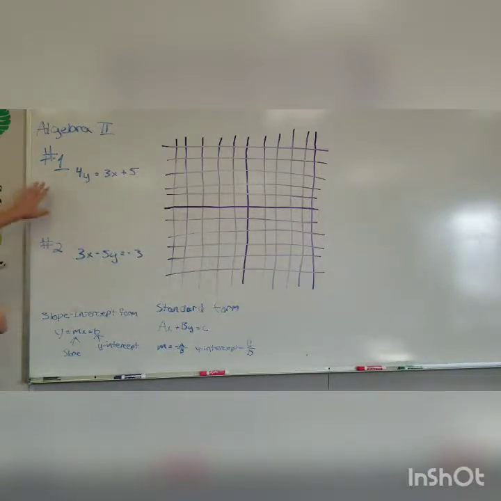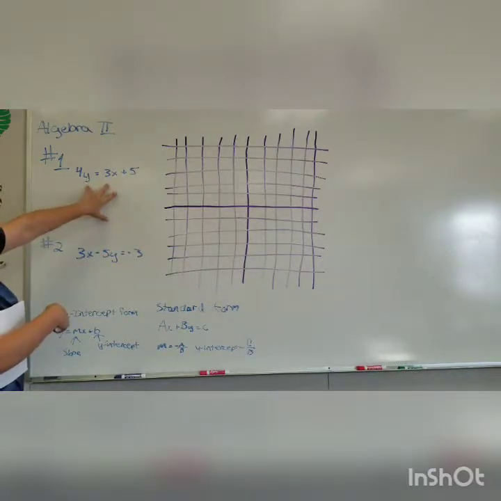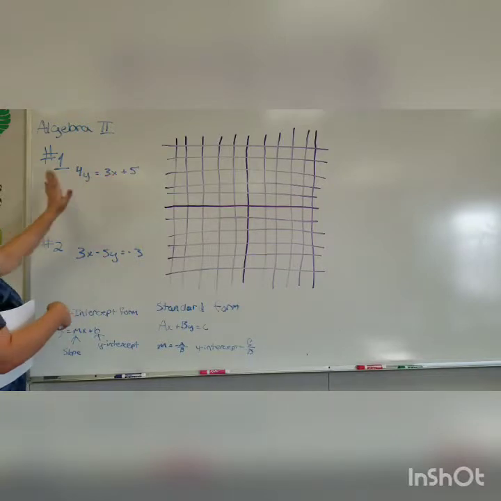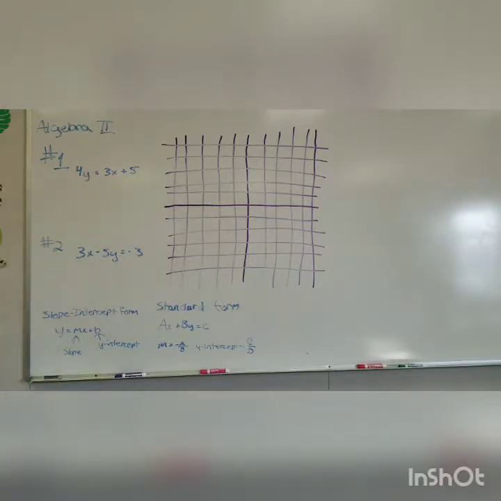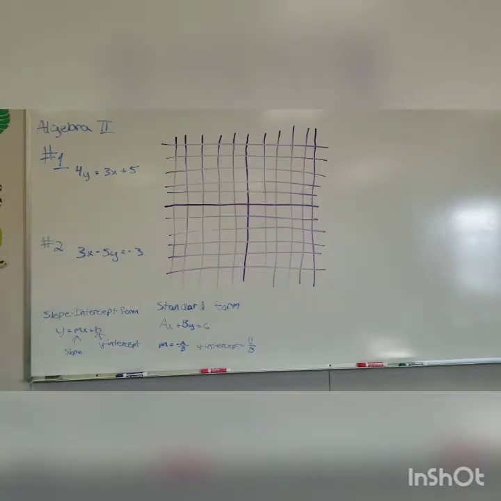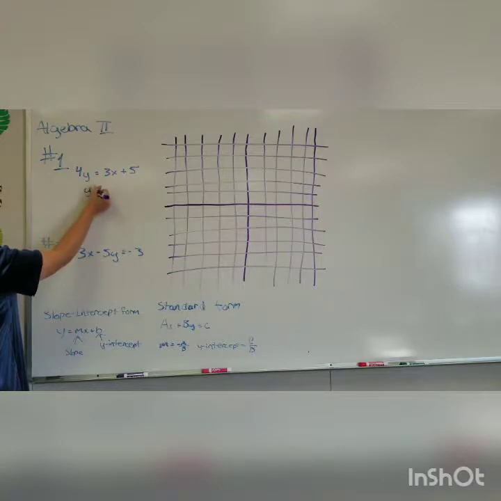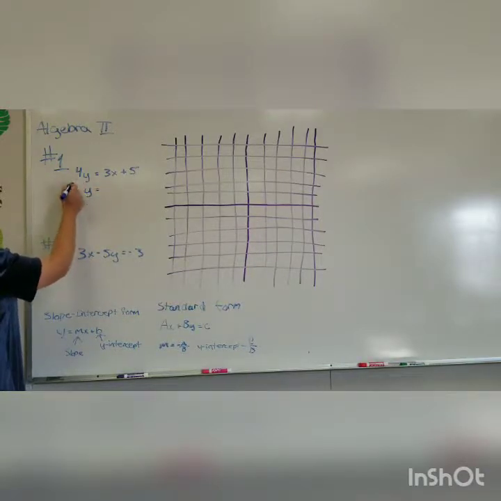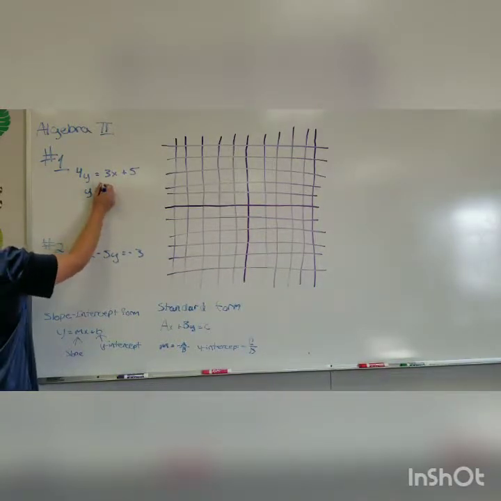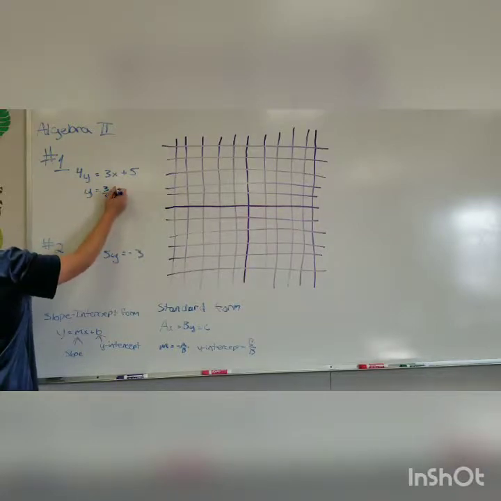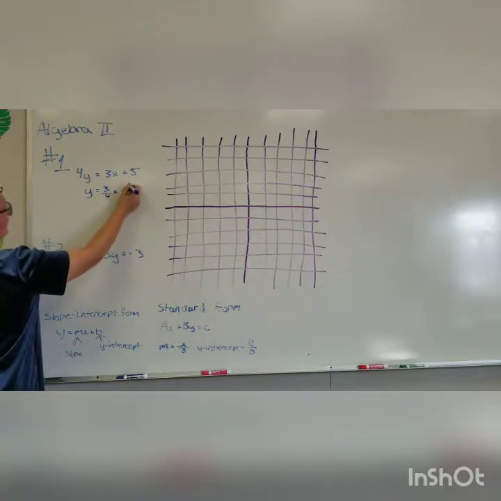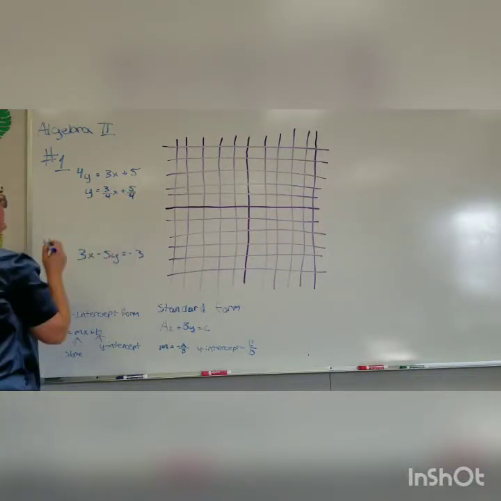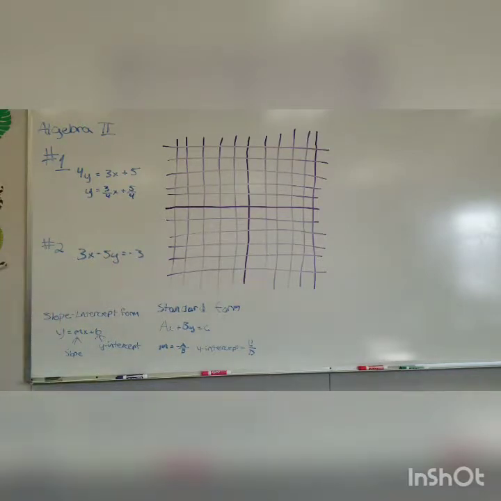Now this first one, it's not in standard form because the x is on one side and the y is on the other. And it's not quite in slope-intercept form because this 4 is still here. So the easiest way to do this would be to move the 4 over so that you're in slope-intercept form. The 4 is multiplied to y, which means it's going to divide on this side to both of these, 3 over 4 and 5 over 4. So now y equals 3 over 4x plus 5 over 4.